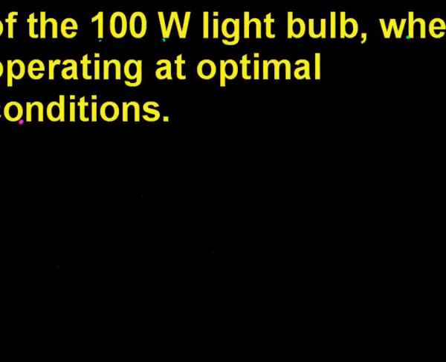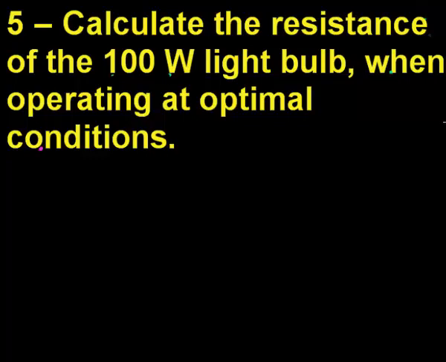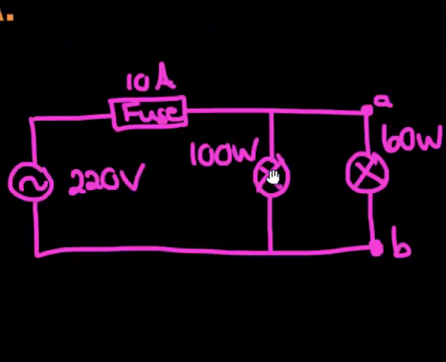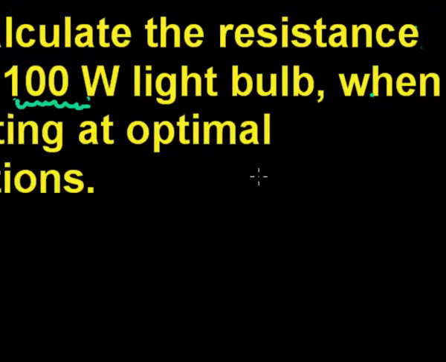The next question asks us to calculate the resistance of the 100 watt light bulb when operating at optimal conditions. Remember, they are connected in parallel, and that implies that the potential difference across each one of these branches will be the same, and seeing that there's no other resistance in the circuit, it will be the same as the total potential difference delivered by the power source. So that means 220 volts across the 100 watt and across the 60 watt. So we've got a potential difference of 220 volts.